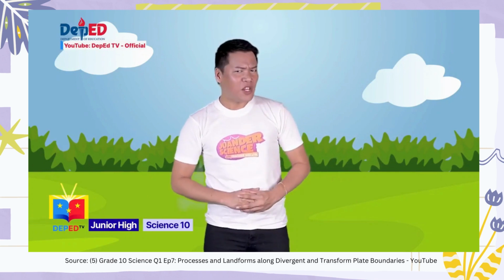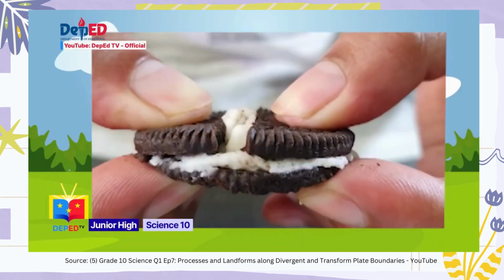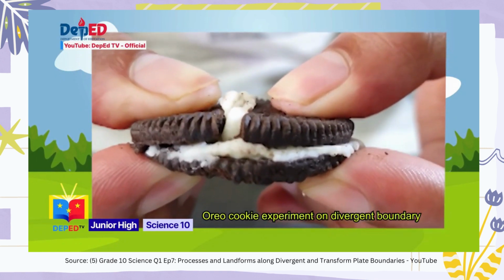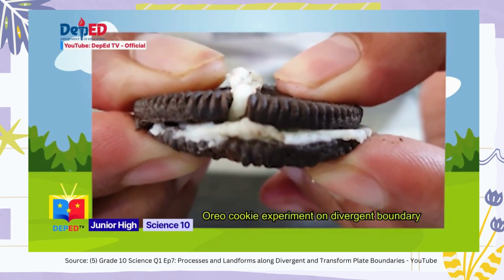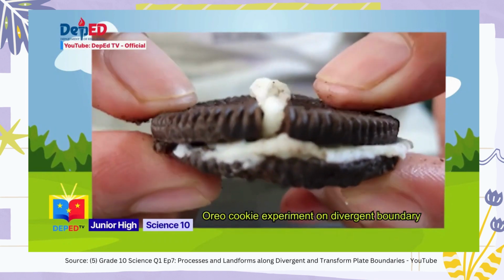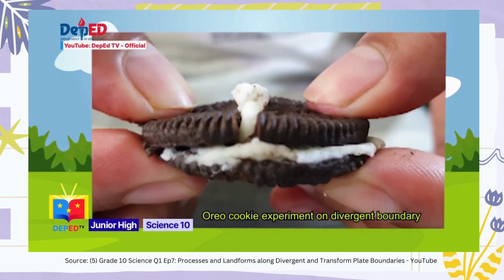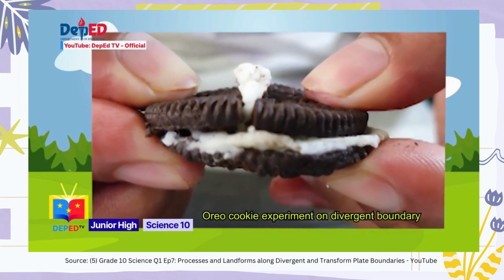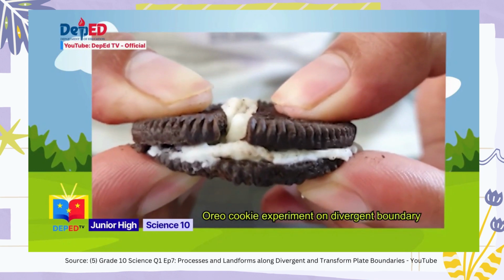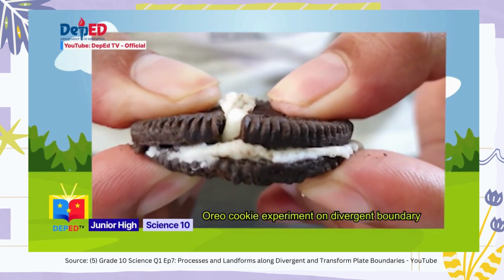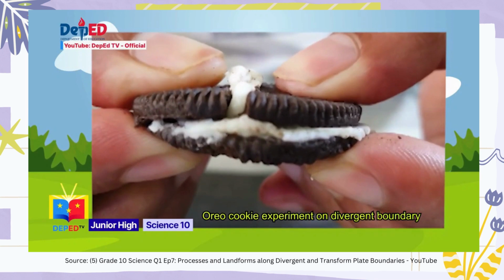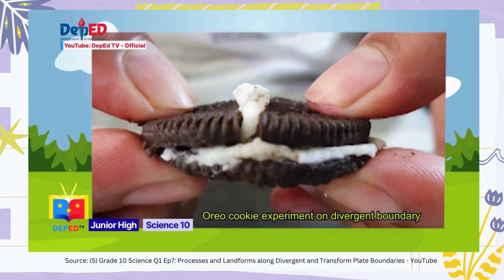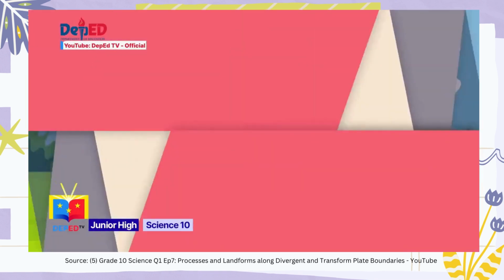And now, can you still remember this experiment? The 2 pieces represent the lithospheric plates. When we push down the plates and slide them apart, the creamy filling between the 2 broken plates may tend to flow upward. This demonstrates a divergent boundary. It happens when 2 tectonic plates move away from each other, and when that occurs, magma or molten rock escapes or rises from the Earth's mantle to the surface or into the space between the spreading tectonic plates.